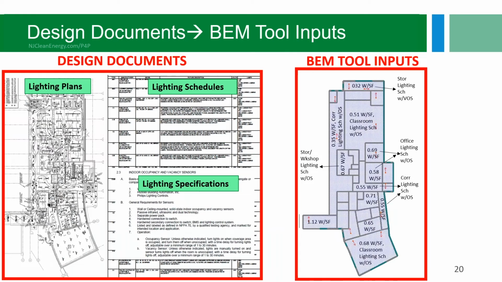So when you start dealing with lighting for your model, you don't just look at the design documents and directly enter lighting information into the simulation tool. There are intermediary calculations that need to be performed. So from the design docs, as you see here, you've got your lighting plans, your schedules, your specs, and in the BEM tool, Building Energy Modeling tool, we've got the lighting power for each HVAC zone. And then we've got the schedules for those zones.